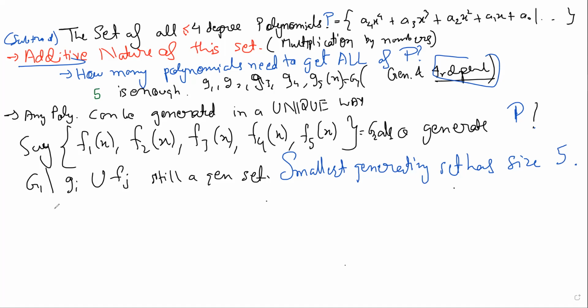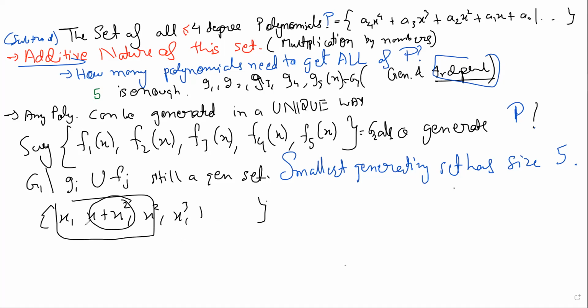For example, obviously not all 5 polynomials will work, right? If you take x plus x square, x cube, x to the power 4 and 1. It will certainly not work, because I've wasted things here. I formed a cycle. I have a relation in this. These 3 are related: you can add the first and third to get the second. So not all 5 will work.